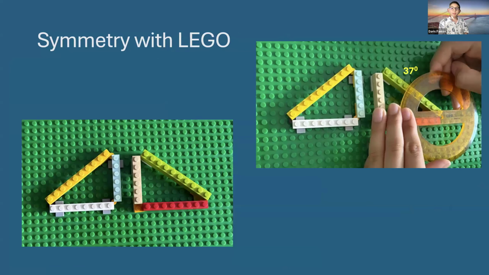Symmetry means that one side of a shape matches the other side. If we draw a line through the center, both sides look the same. Lego is perfect for creating symmetrical designs because the bricks are arranged in a regular grid. As seen in the picture, both triangles are symmetric. I checked by measuring the third angle of the triangle, and it is really 37 degrees.